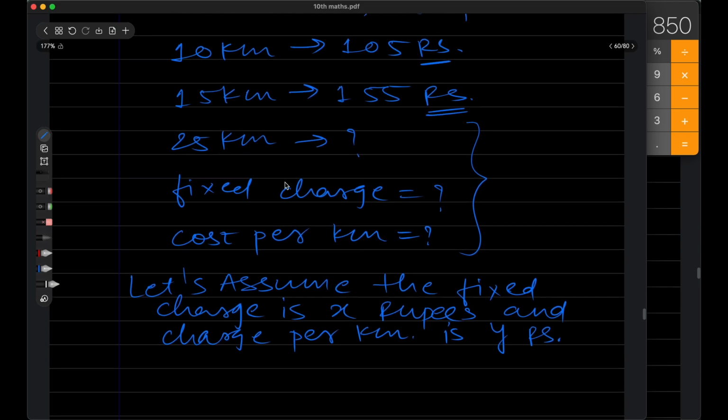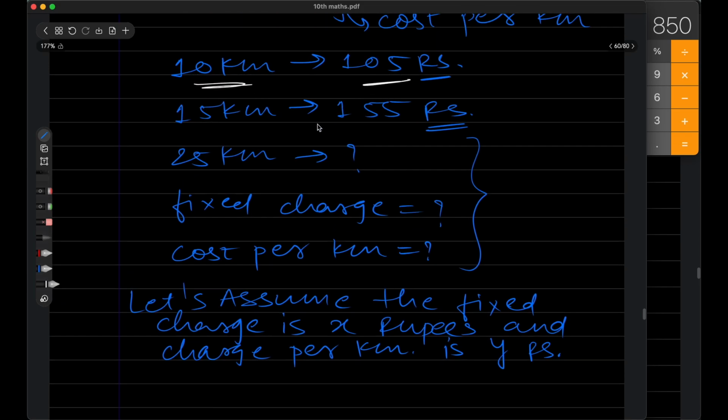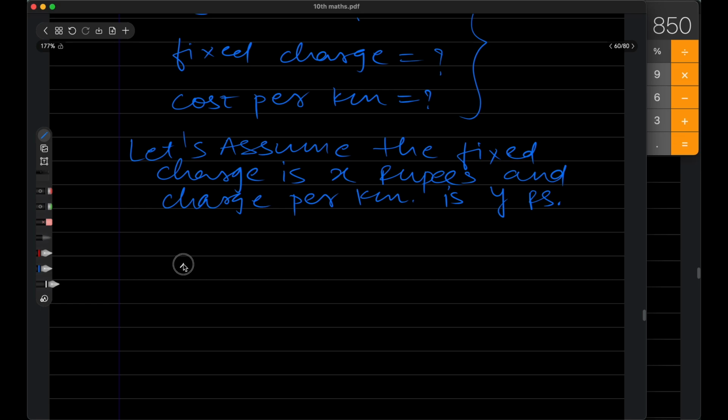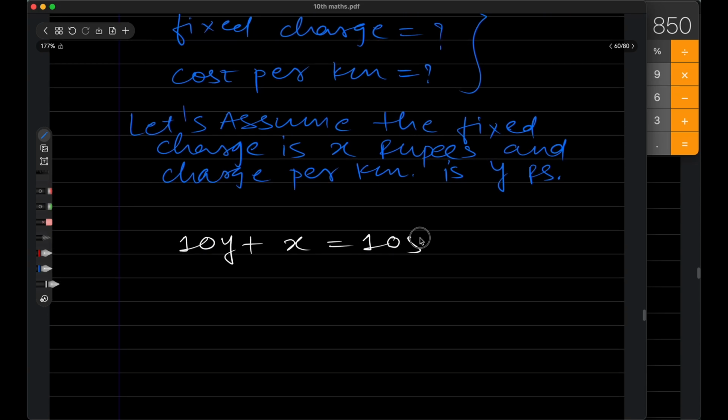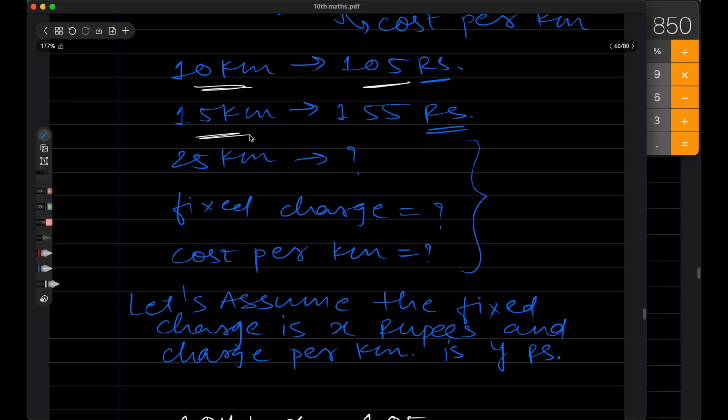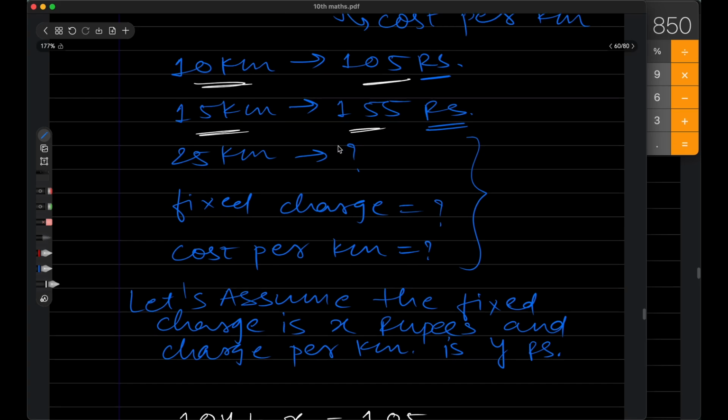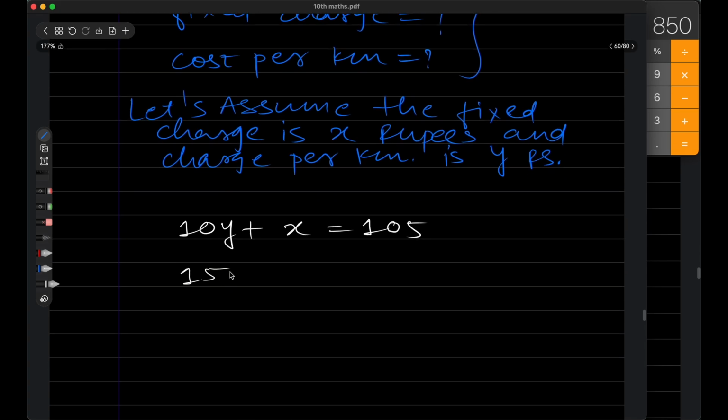So first, for the 10 kilometer, the cost is 105 rupees. So for 10 kilometer and per kilometer cost is y rupees, so 10y rupees plus the fixed charge that is charged every time, that is x, and the amount paid is 105 rupees. For the second statement, that is for 15 kilometer, total charge is 155 rupees, that is 15 kilometer and per kilometer charge is y rupees, so 15y plus x, that is the fixed charge, equals 155 rupees.